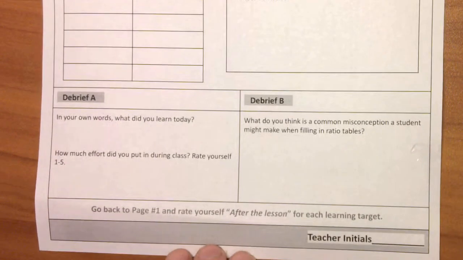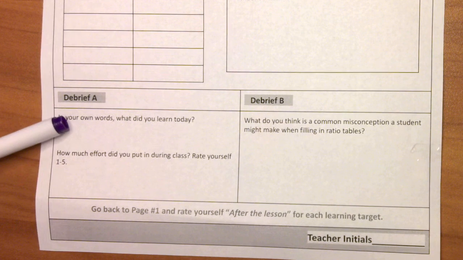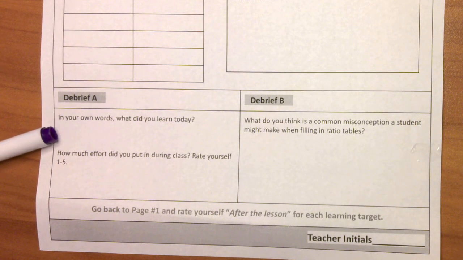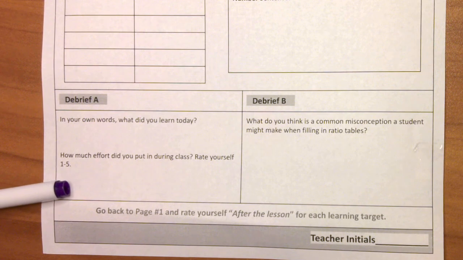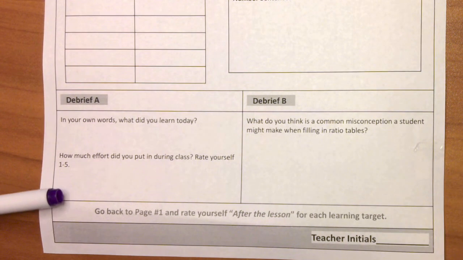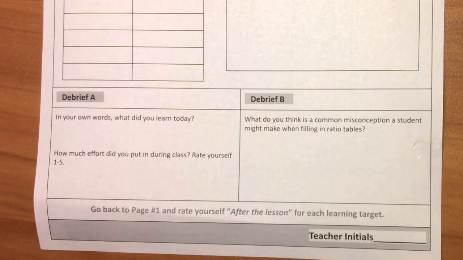So the last thing you're going to do today is answer our debrief questions. In your own words, what did you learn today? Sometimes it's helpful to look at our learning targets for vocab or even the directions on each page. How much effort did you put in during class? Rate yourself 1 through 5, 1 being the lowest, 5 being the highest. And then what do you think is a common misconception a student might make when filling in ratio tables?